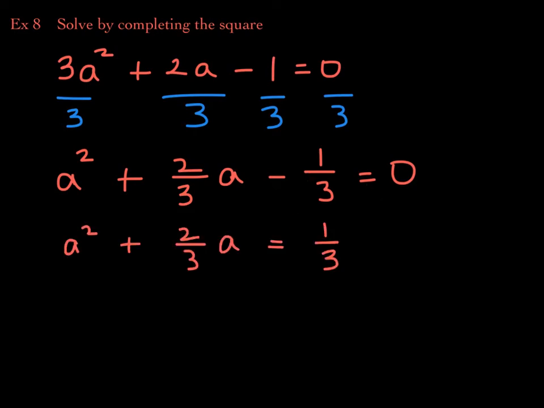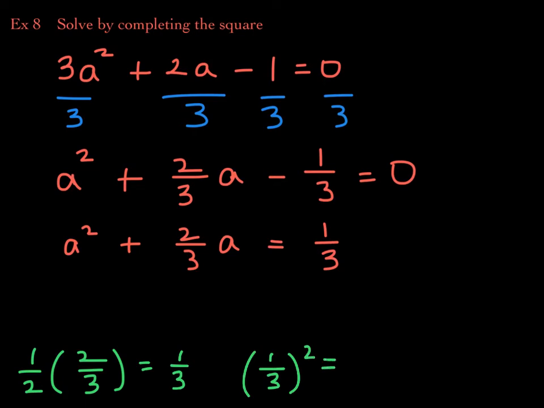Now that the leading coefficient is 1 and the variable terms are isolated, I am now ready to complete the square. I take half of the coefficient of the first degree term, half of 2/3, that is. Remember, this is the first degree term and the coefficient is 2/3. Half of 2/3 is just 1/3. Don't forget, we need to square the result. 1/3 squared, which means 1/3 times 1/3, is 1/9.